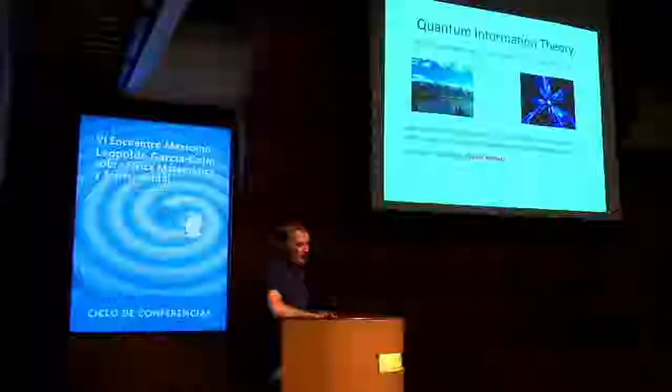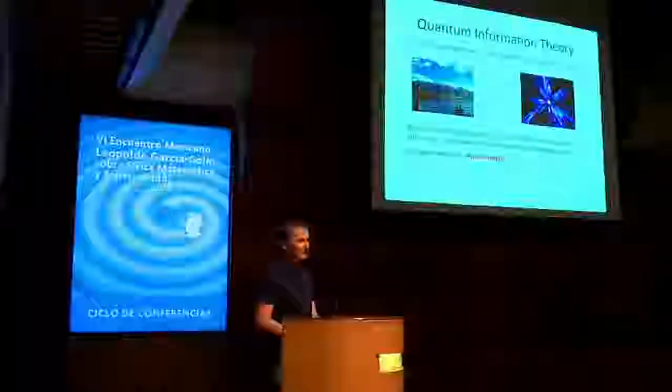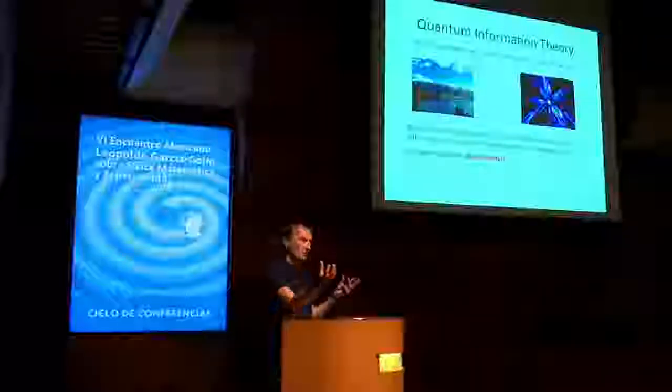Information is just about, I mean, what is a bit? A bit is something that you do with two alternatives. You encode a 0 in one alternative.